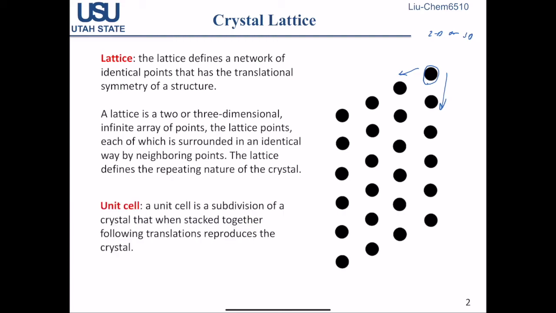Then next, I'm going to introduce a second concept we call the unit cell. So what's a unit cell? A unit cell is a subdivision, a small combination of lattice points which can allow us to repeat the whole lattice structure through translation. Then you may wonder how we define a unit cell.